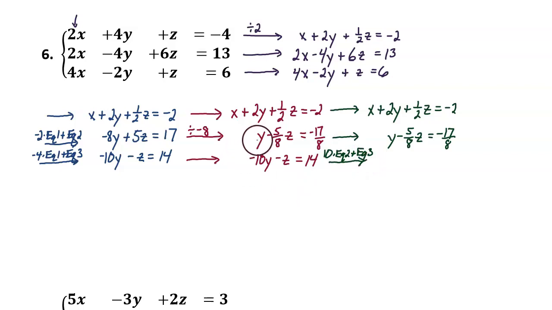10 times y is 10y. 10y add -10y is eliminated. 10 times -5/8 is -50/8. -50/8 reduces to -25/4. And then we want to add the -1z. So we have -25/4 and -1, which is the same as -4/4. So this is -29/4z.